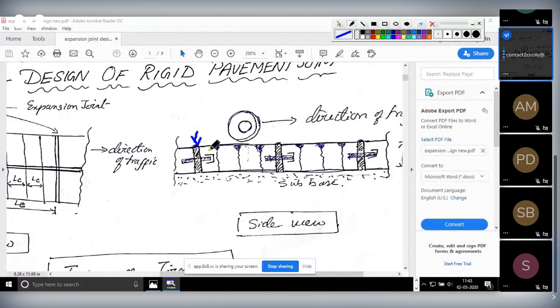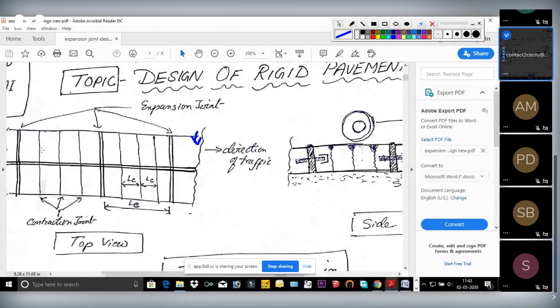Now what are these joints then? These are also joints. They are the contraction joints. This is cut throughout its full depth, whereas this is cut only 1/3 of its depth. Suppose if it is H, then this depth of cutting or groove is 1/3, 25 to 30% only. This joint is this one, and these joints are this one.